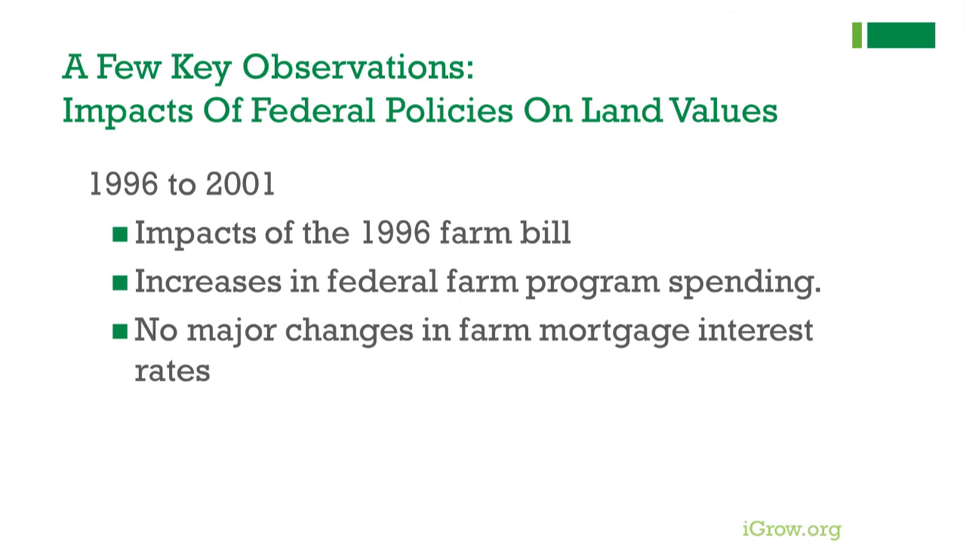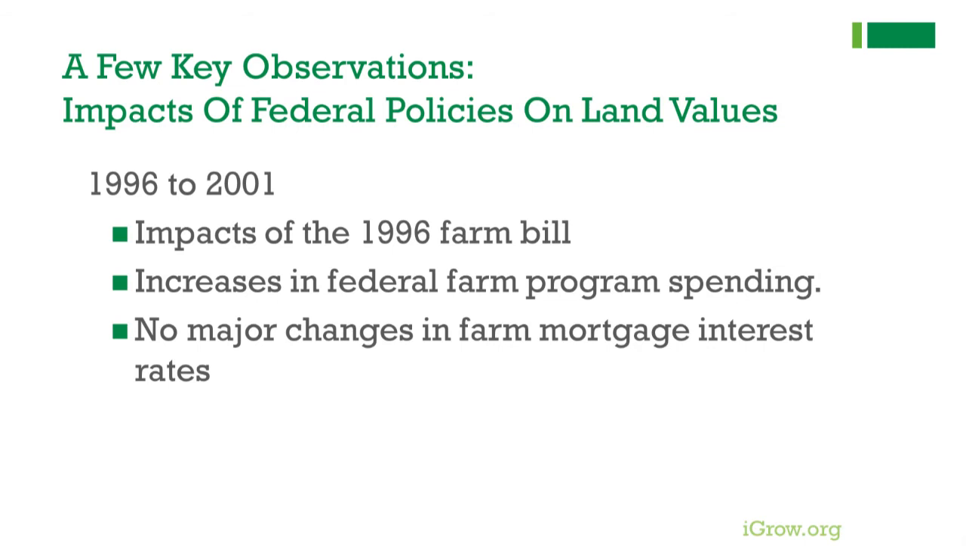Our next period, 1996 to 2001, we had the impacts of the next farm bill, the 96 Farm Bill. We had some increases in federal program spending, no real changes in farm mortgage rates, and so we saw a little different pattern in the ag land market and some of the key factors for that period, 1996 to 2001.